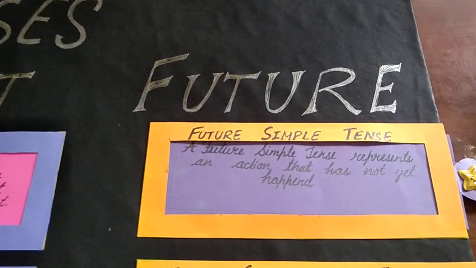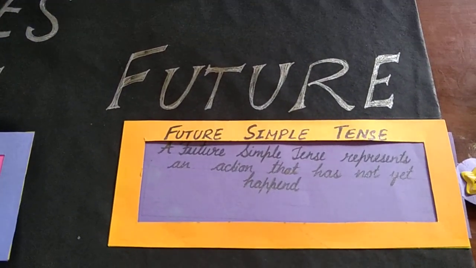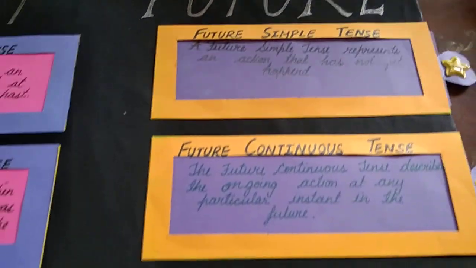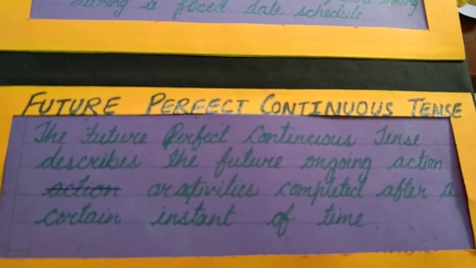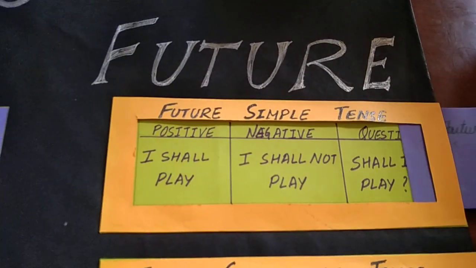Future tense is also of four types: future simple tense, future continuous tense, future perfect tense, and future perfect continuous tense. Future simple tense. Future is an action that has not yet happened. For example, I shall now.